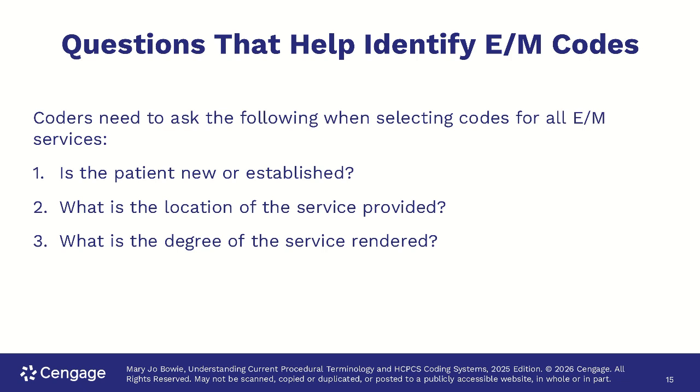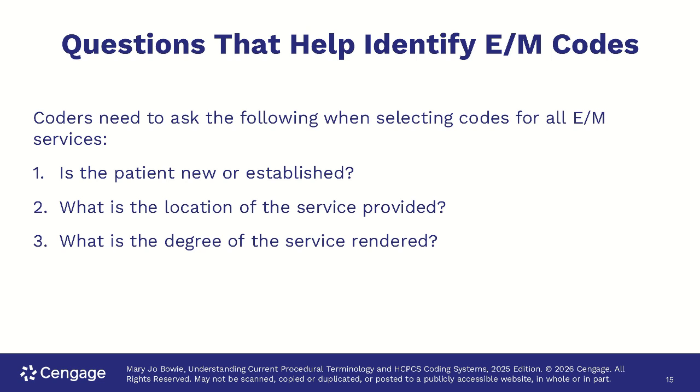All right. So when you are selecting your E&M code, there are really three questions that you want to ask yourself as you go to the index. You want to ask yourself, is this patient new or established? Because many of the codes in the evaluation and management section are organized based on whether the patient is new or established. You also want to identify the location of the patient, because we have codes for nursing home, emergency department, you already know, office visit, inpatient, outpatient. And then lastly, what is the degree of the service rendered?